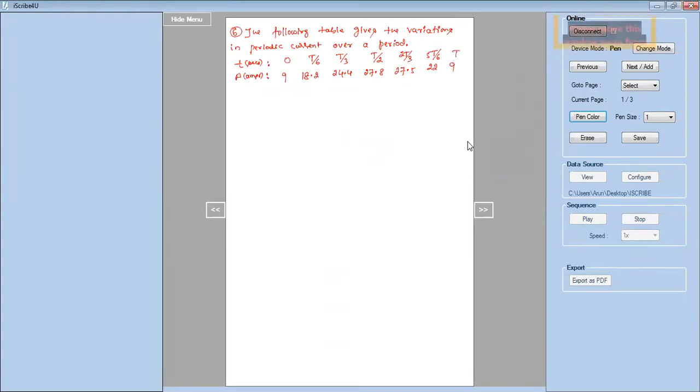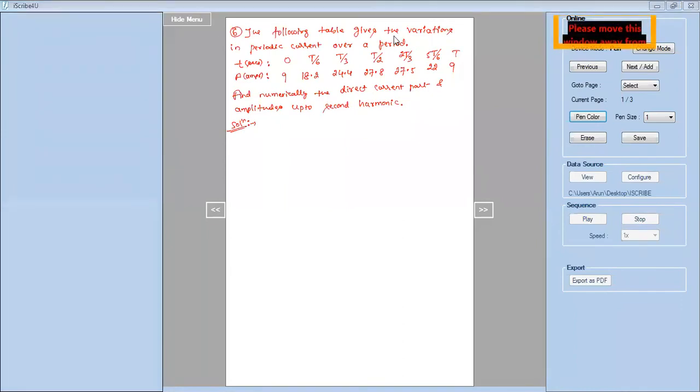Find numerically the direct current part and amplitudes up to second harmonic. So this is the problem here.